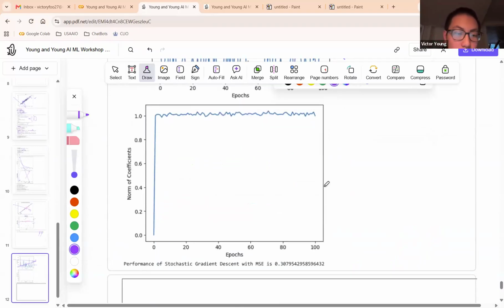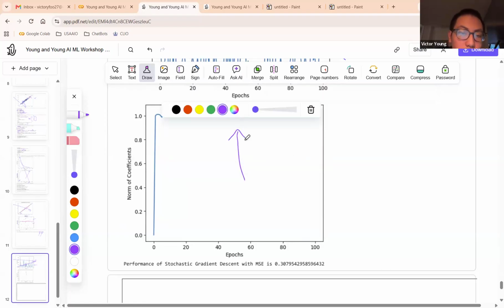And you can also see this plot right here. It is not really converging. It is bouncing around.